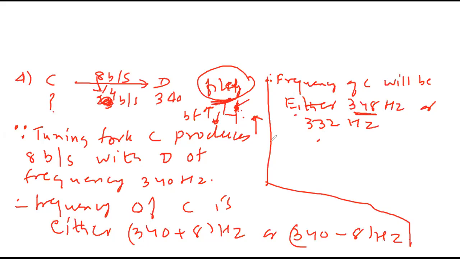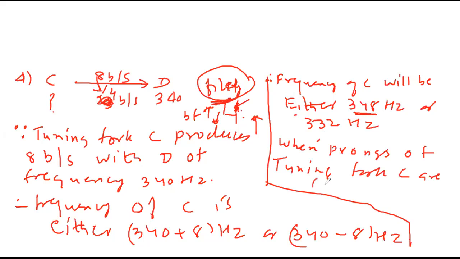So I'm writing further, see whether you have understood. When prongs of tuning fork C are filed, then its frequency will increase. If beat frequency is increasing, then 348 is correct. If beat frequency is decreasing, then 332 is correct. According to the given condition, beat frequency has decreased. Therefore, the original frequency should be the smaller one, that is 332.